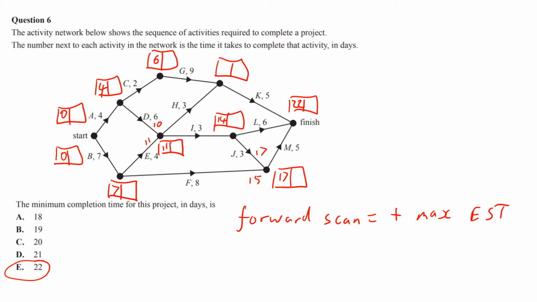4 plus 2, 6. 6 plus 9, 15. It's 11 plus 3 is 14. I choose the 15. 15 plus 5 is 20. 14 plus 6 is also 20. What did I say? 15, 17 plus 5 is 22. There you go. The answer was 22.